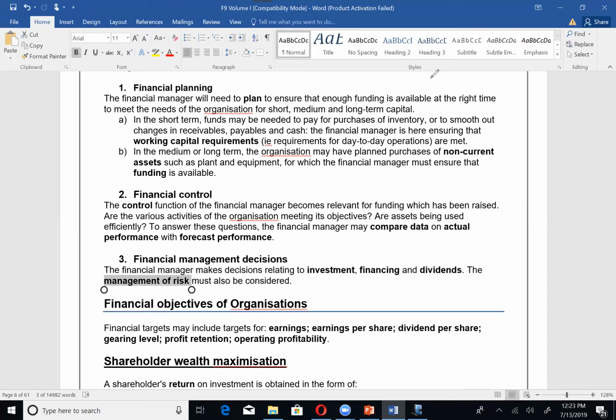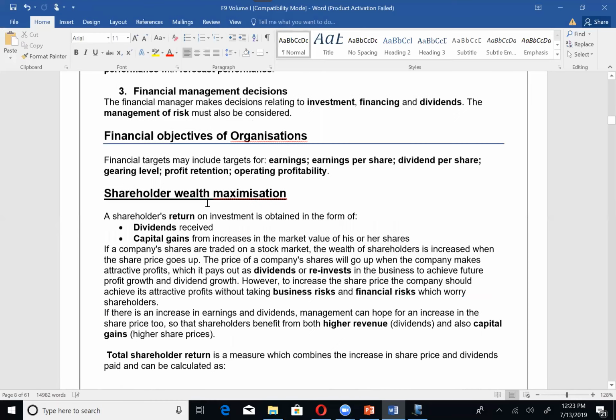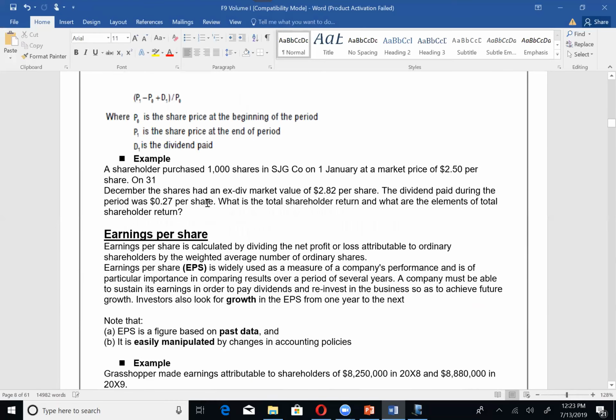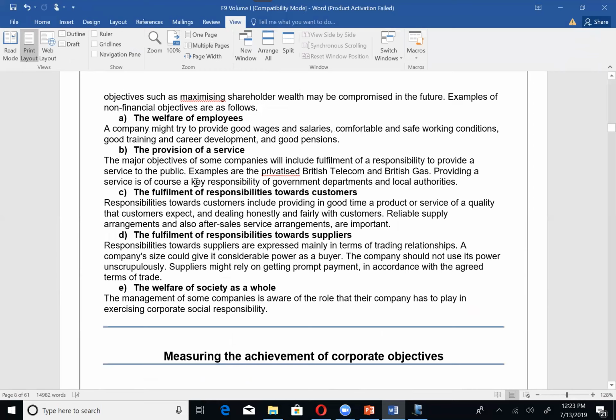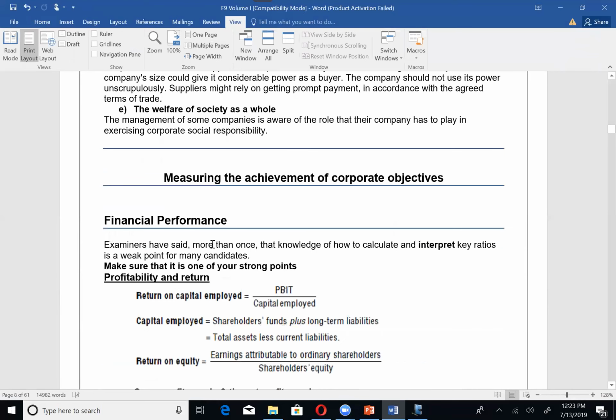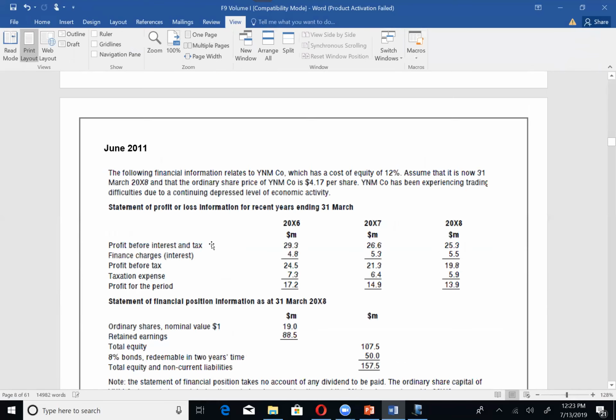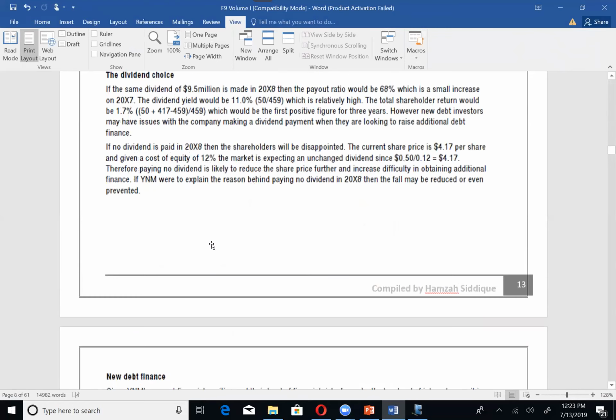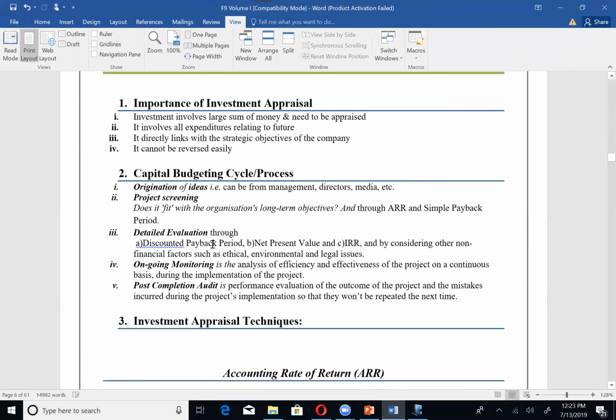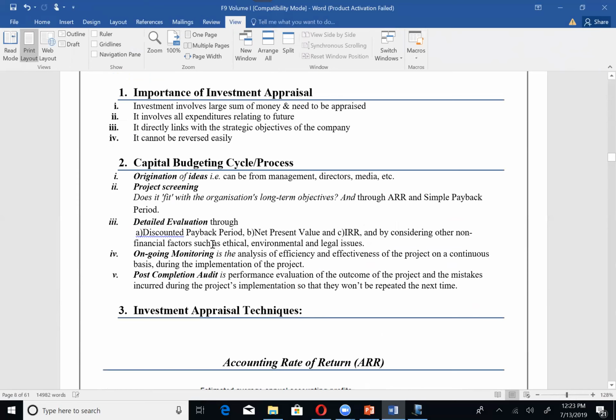So students, that is the only definition. I will not continue with the remaining chapter. I'll be back to this remaining chapter at the end of the syllabus, I told you. Now, we will start with investment appraisal. So the first section is investment appraisal.